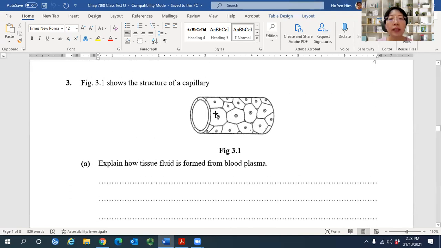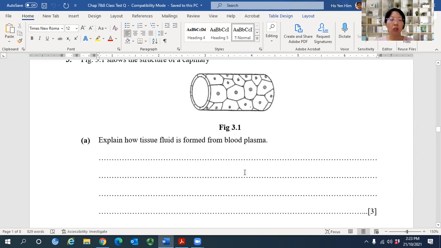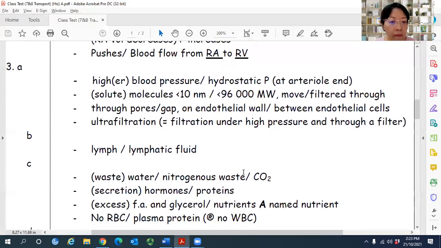Question 3 is a capillary. So A, explain how tissue fluid is formed from the blood plasma, 3 marks. That means you need to describe the process of formation of tissue fluid from blood plasma and also give the name of this process. Every time there's a name, you write the name, it's only one word, you already get 1 mark. So it's best to start with the name of the process and then elaborate. Let's look at the mark scheme.